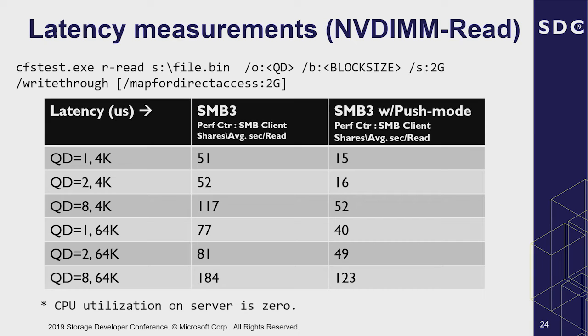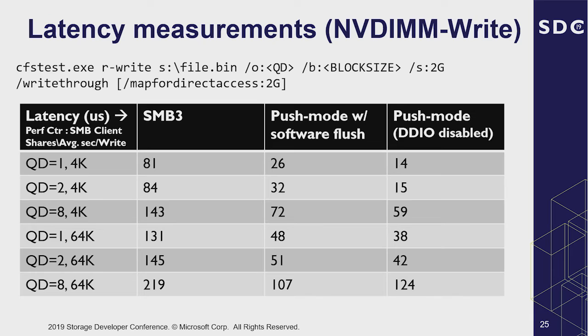Here we have mapped a 2 gig range of the file, and the block size is specified here, 4K and 64K. These are the variations. Now for write, same setup. SMB3, the regular path, is about 81, 84 microseconds. Now, the first step we tried is push mode.